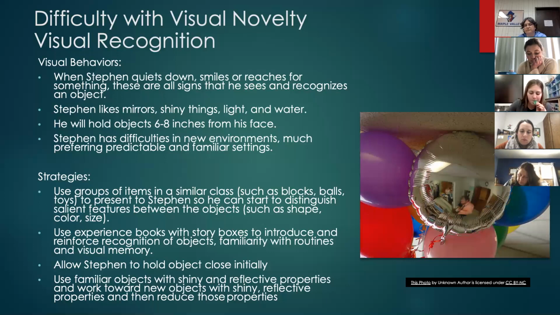Allow Stephen to hold an object close initially. And if you also remember, Stephen really liked to touch things to understand them. And then use familiar objects with shiny and reflective properties. Work towards new objects, then with those same shiny and reflective properties, and then reduce those properties. And that's how we would graduate up to a higher skill level.